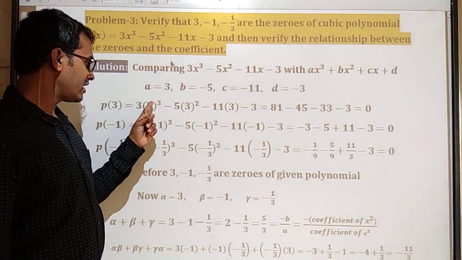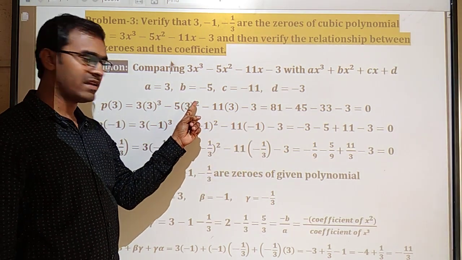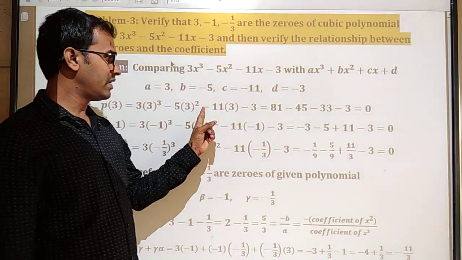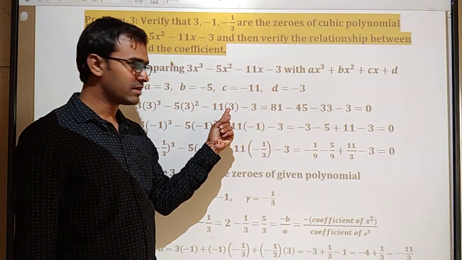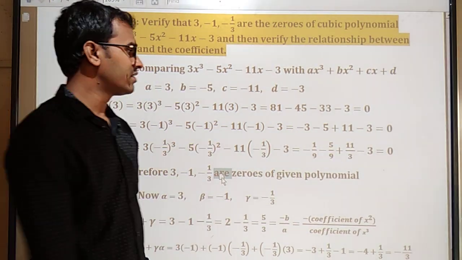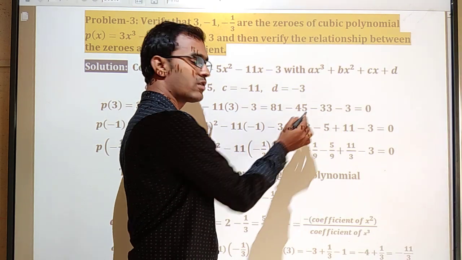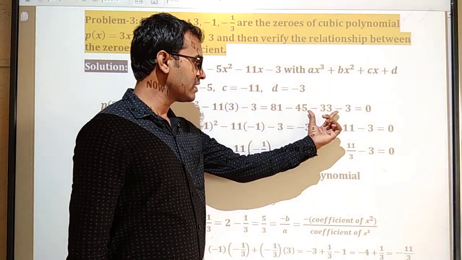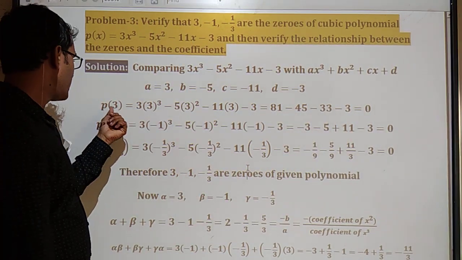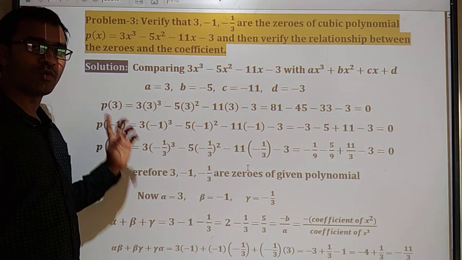Next, 3 cube is 27, into 3 is 81. So 3 square is 9, 9 into 5 is 45, minus 45 as it is, and 11 into 3 is minus 33, minus 3. Simplification is simple: minus 45, minus 33, minus 3 is totally equal to minus 81. Minus 81 plus 81, both cancel, 0. P of 3 equals 0. Therefore, 3 is a zero of the cubic polynomial.